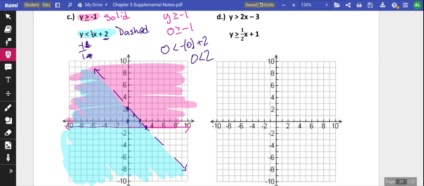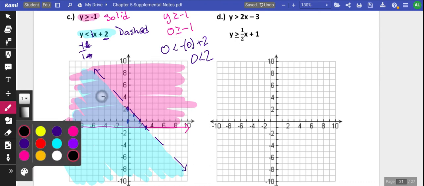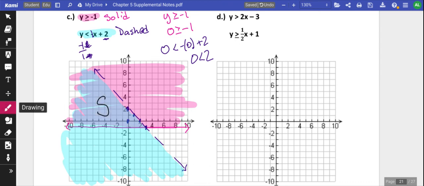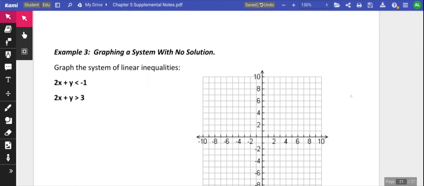Again, we should see where these two things overlap, where they intersect. I'm just going to draw my little S, S for solution, right? We can see where both of my solutions overlap. All right. And then I'm not sure if there's a no solution problem in your homework.